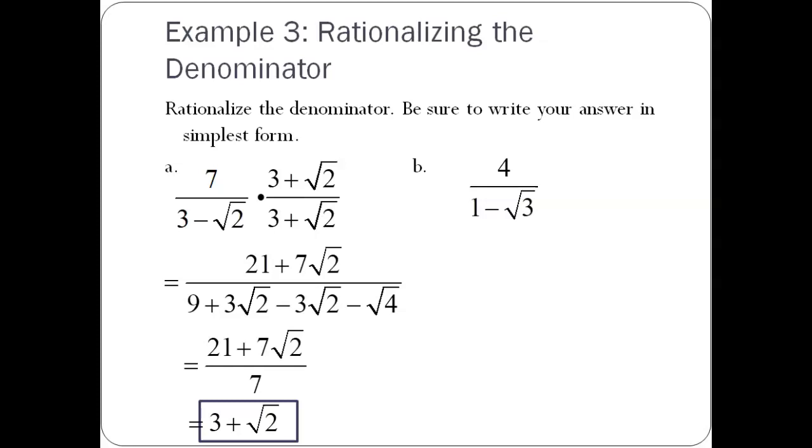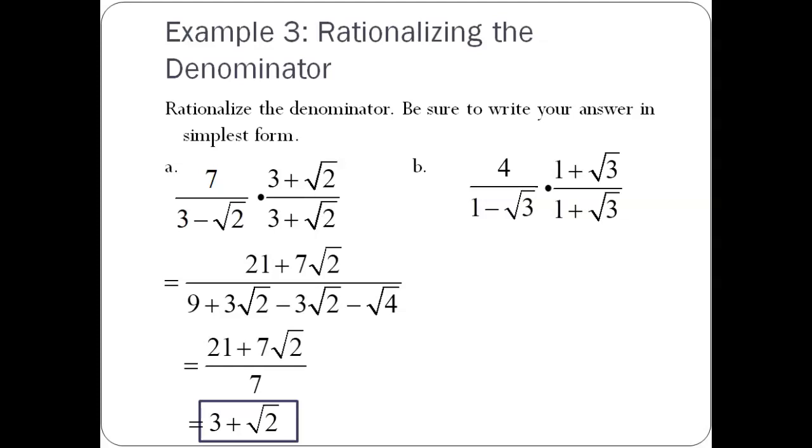All right, for the second one here, we have 4 over 1 minus root 3. Again, we have an expression that contains a radical in the denominator, so we're going to multiply by the conjugate. The conjugate here would be 1 plus root 3. We multiply both the numerator and the denominator by 1 plus root 3.